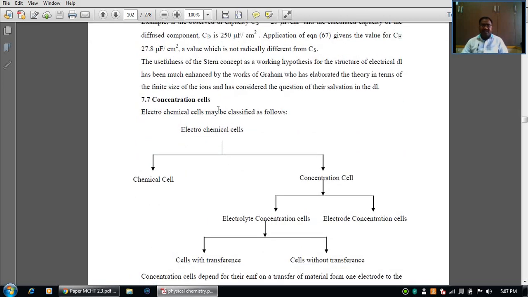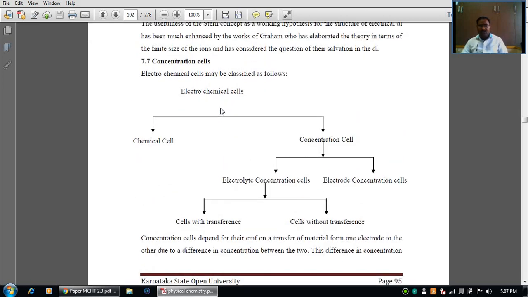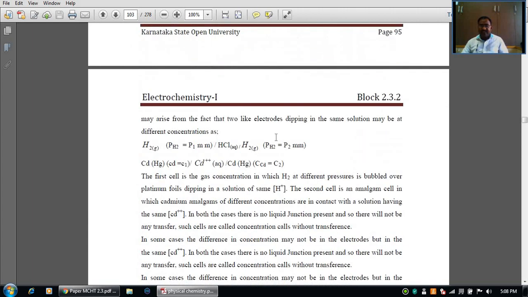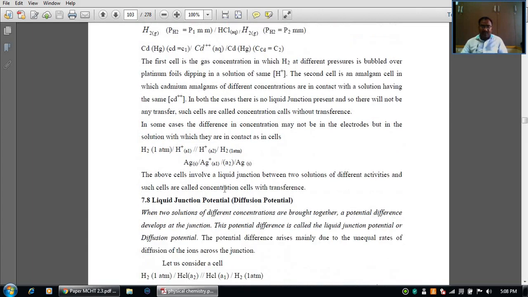And concentration cells. Electrochemical cells may be classified into different types. Under that, the chemical cell and the concentration cell. In the concentration cell, there are electrolyte concentration cells and electrode concentration cells. In the electrolyte concentration cell, cells with transference and cells without transference. Okay, these different types, you learn that.